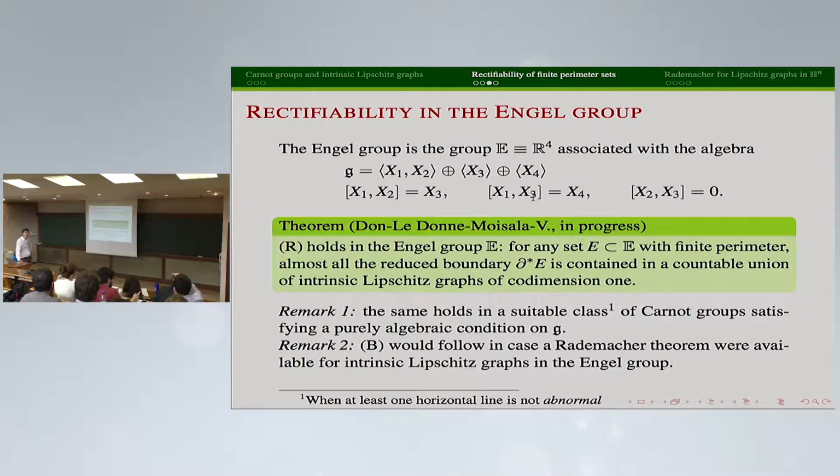Do you know when all horizontal lines are abnormal? Yes. I mean, that is a purely algebraic condition. So give an example. Easy example. Okay, so I would say that all step 2 free groups, starting from rank 3 probably, are such that all horizontal lines are abnormal. So they do not fall into our class.